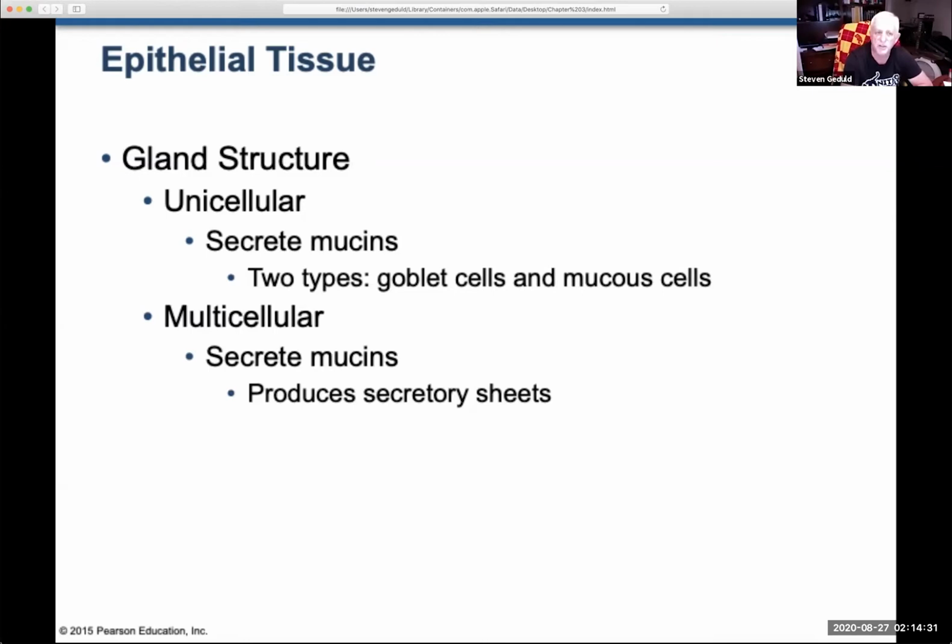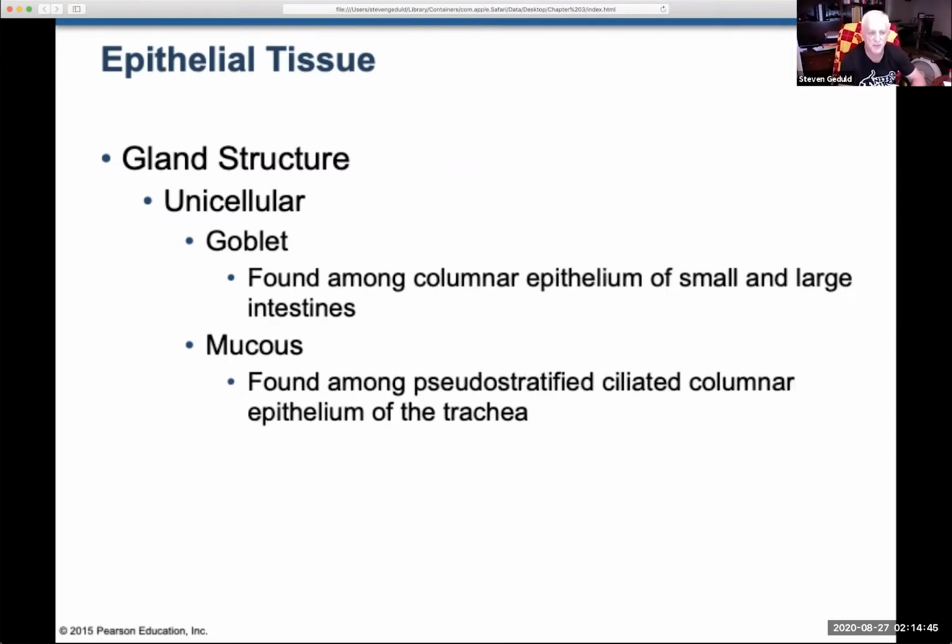The gland structure can be unicellular, which is one cell, and they secrete mucins. There's two types. There's goblet cells and there's mucus cells. Or it could be multicellular, where you secrete mucins and it produces secretory sheets of cells as its byproduct. For the unicellular cells, goblet cells are found among columnar epithelium of the small and large intestine. That's where they release their products. Mucus cells are found among pseudostratified ciliated columnar epithelium of your trachea. Okay, trachea is your windpipe here and the stuff that you cough up.